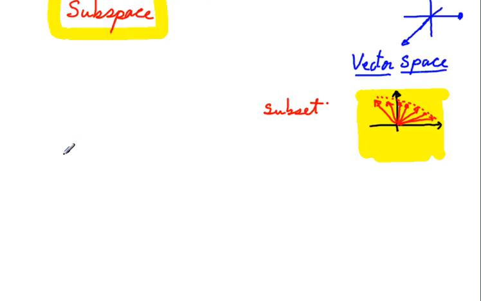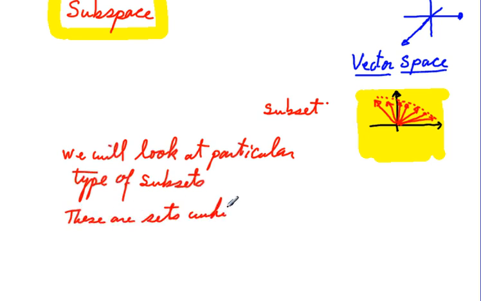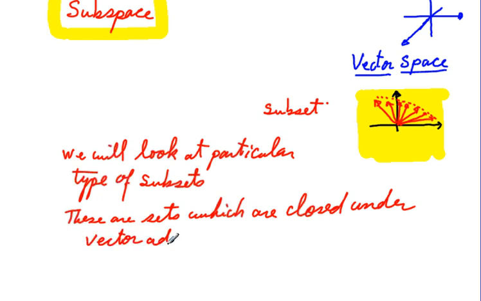So we will look at a particular type of subsets. These are sets which are closed under vector addition and scalar multiplication.